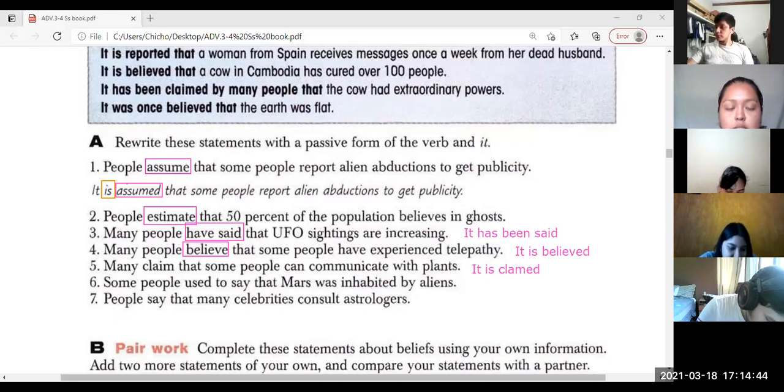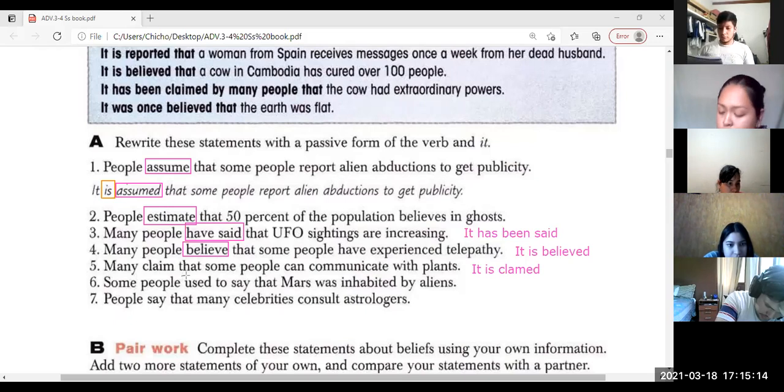It's used to say that Mars was inhabited by aliens. Okay. What about your verb to be? What is your verb to be in this situation? Was? Okay. No, we don't use was here. Any other ideas, guys? So remember that you need to use used to. Used to say. Okay, so what can you say? Guys, any ideas for number 6?